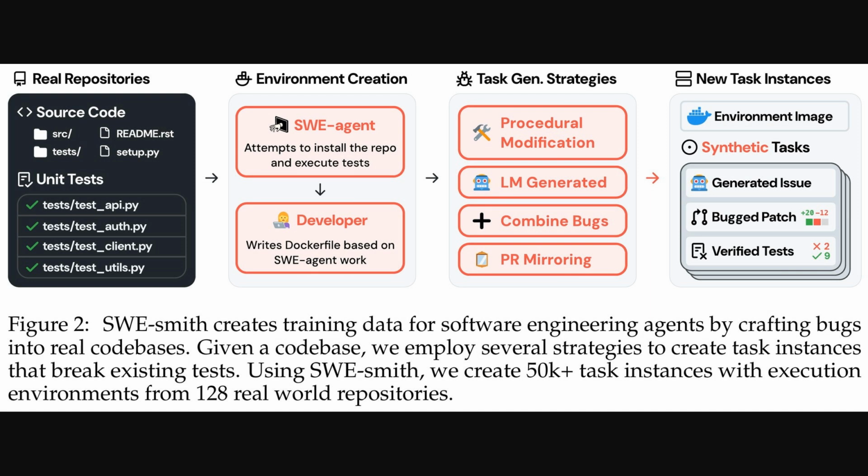Okay, so building on that idea of generating more data, this next diagram visually walks us through the SWE-smith pipeline. It starts with real code repositories, which include source code and unit tests. These are small tests checking individual code parts. Then, an execution environment is created, often using a Docker file, which is like a recipe for setting up the software. After that, various task generation strategies like procedural modification or PR mirroring, which cleverly reverses actual software updates to create bugs, are employed. These strategies result in new task instances, complete with a bugged patch, that is, code with an intentional error and an issue description.